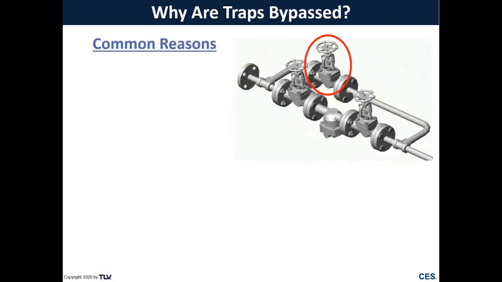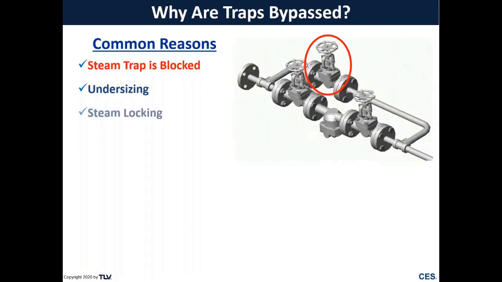So why are bypasses open and why are they left open? Well, common reasons are the steam trap is blocked and you can't get heat into your process, so the bypass is open in order to drain condensate. Another reason is that the trap is undersized and you're backing up condensate, so the bypass is opened to provide additional capacity. Sometimes it's open because you have a steam lock and you need to alleviate that steam locking condition, so bypass is opened. Or you're pressure blocked where you have the incorrect steam trap for that application and you can't drain condensate.